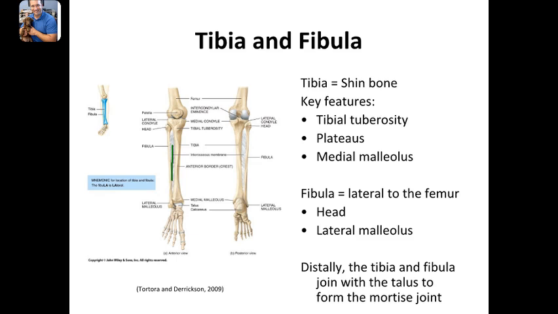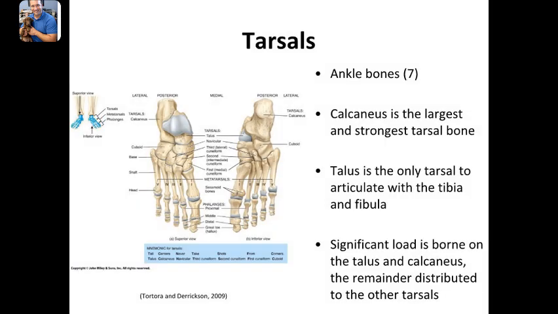Tarsals are the ankle bones, the largest of which is the heel, or the calcaneus. The superior aspect of the calcaneus is going to come together with the talus, and the talar dome is what the tibia and fibula are going to come down and rest upon in the mortise joint. The long bones of the foot are termed the metatarsals, as opposed to the metacarpals in the hand, and they are numbered 1 through 5 from your hallux, or your big toe, to your pinky toe.